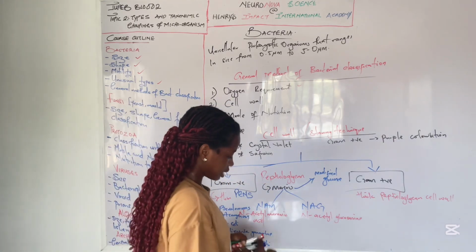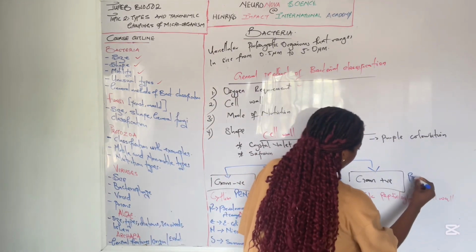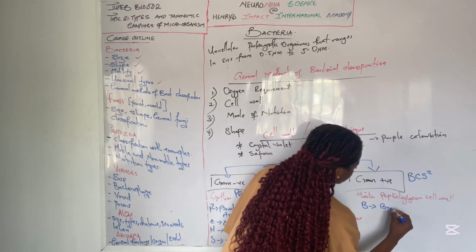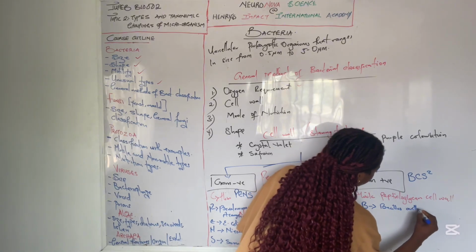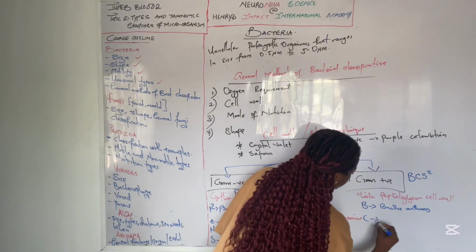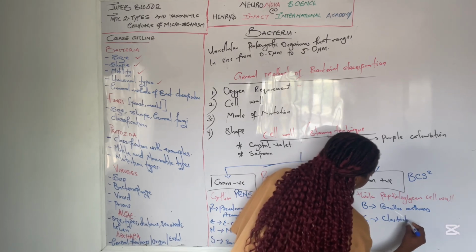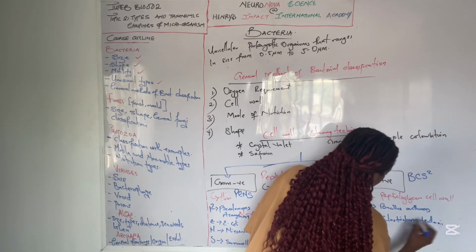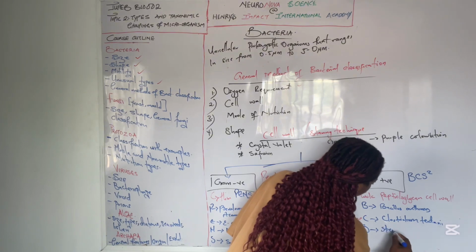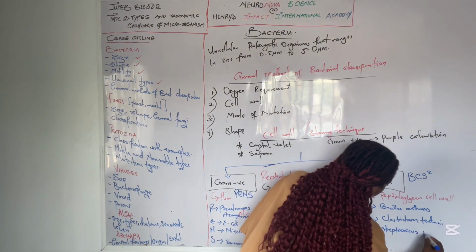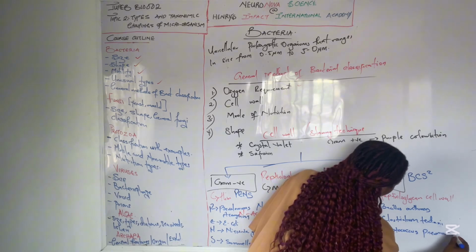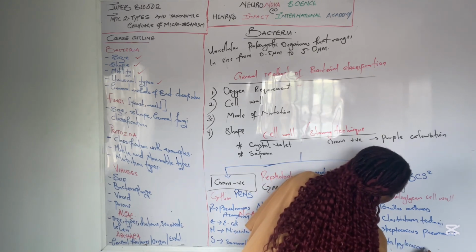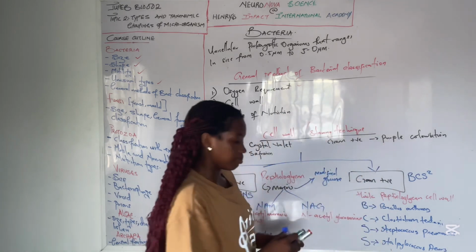Then for your gram-positive bacteria, you can use this mnemonic, BCS squared. Your B represents your Bacillus anthracis. Your C is your Clostridium species. Your Clostridium could be your Clostridium tetani. Then your S is your Streptococcus pneumoniae. Then the other S is your Staphylococcus aureus. So these are the gram-negative and gram-positive bacteria.